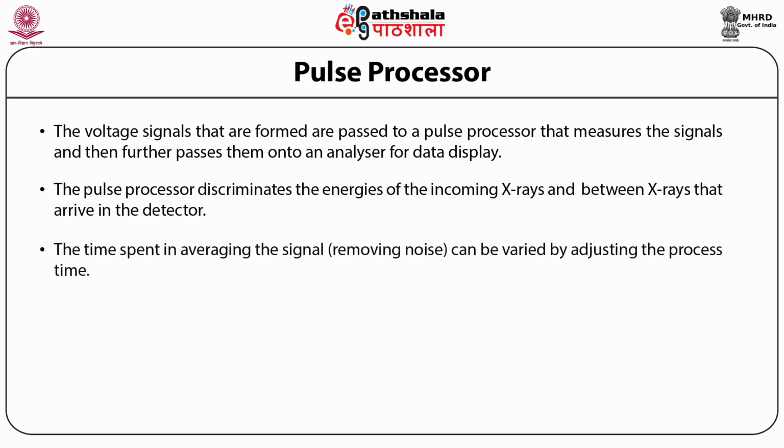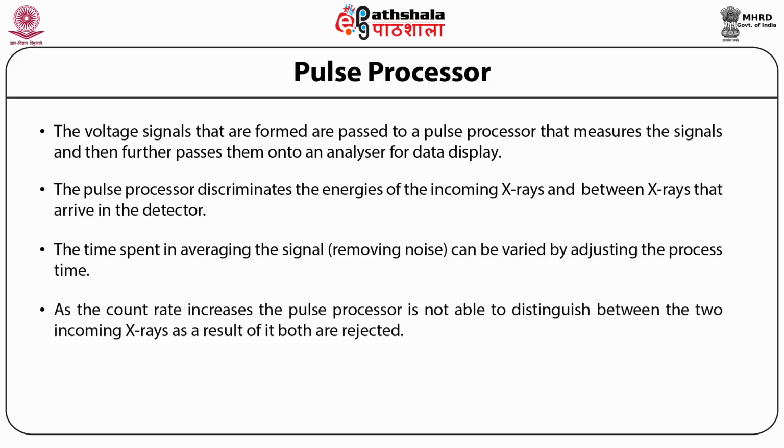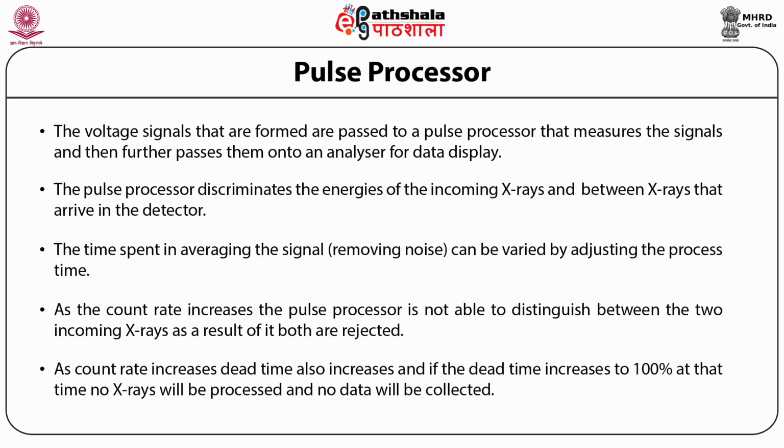The time spent in averaging the signal, or we can say in removing the noise from the data, can be varied by adjusting the process time. As the count rate increases, the pulse processor is not able to distinguish between two incoming X-rays. As a result of it, both are rejected. As count rate increases, dead time also increases, and if the dead time increases to 100%, at that time no X-ray will be processed and no data will be collected.